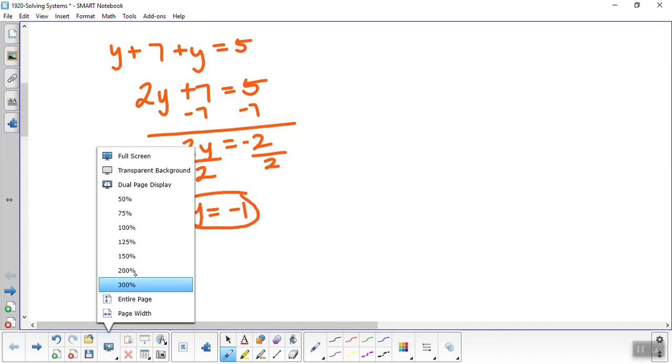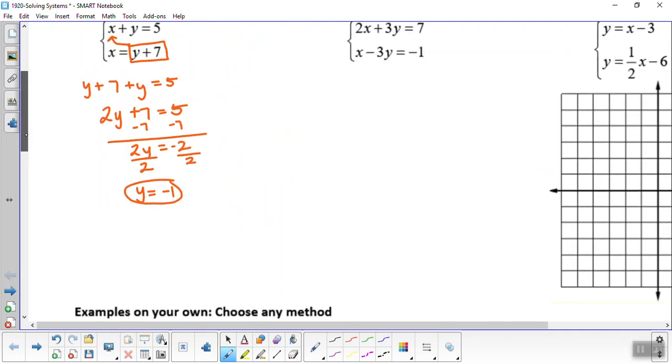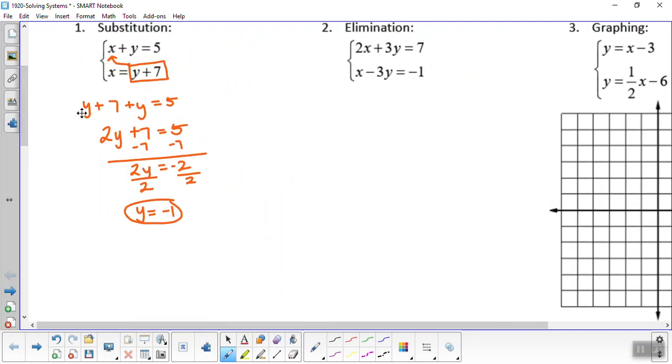So I'm going to zoom back out here. So now I have y equaling negative 1. But a solution to a system, you have to solve for both letters, both x and y. Well, now that I know what y is equal to, I can take that letter and plug it in to my box. So now to find x, I can say x is equal to negative 1 plus 7. So x is equal to 6.